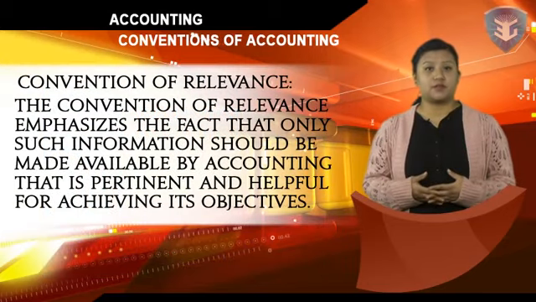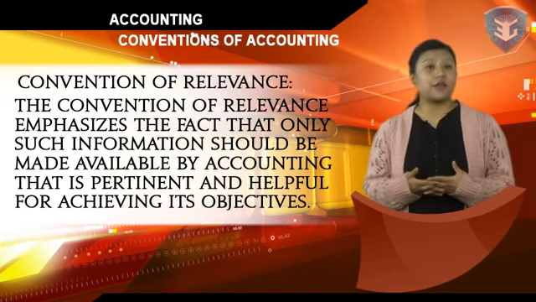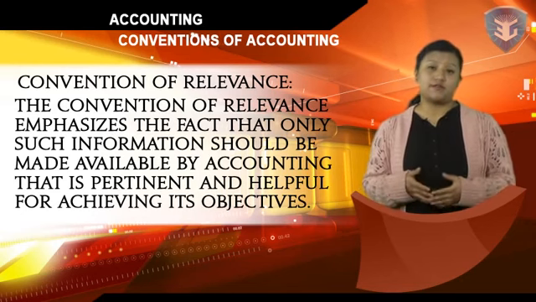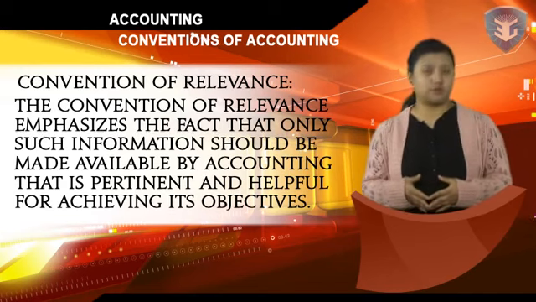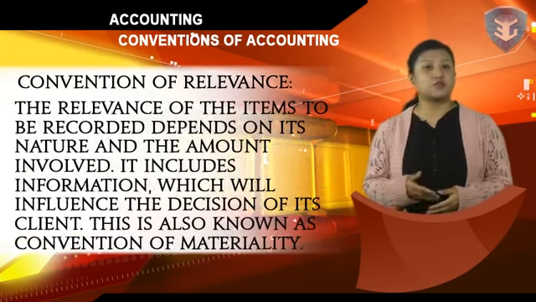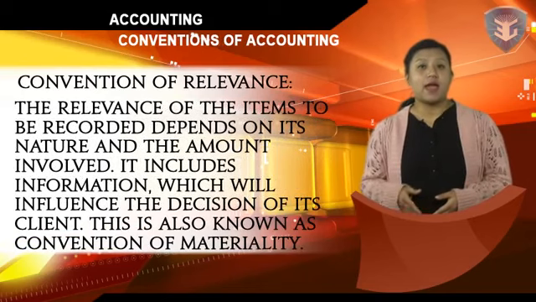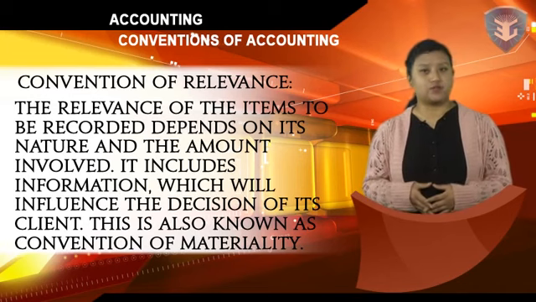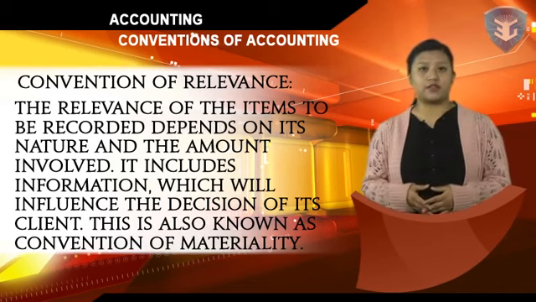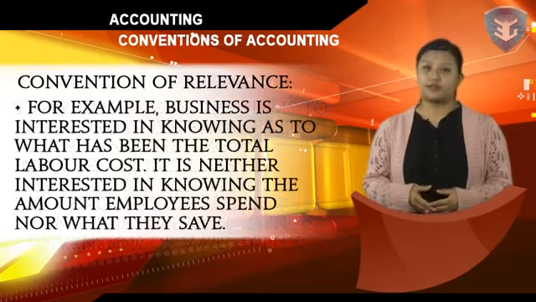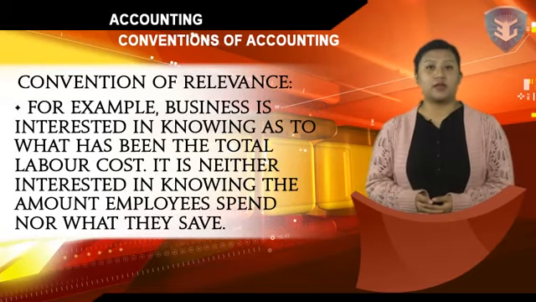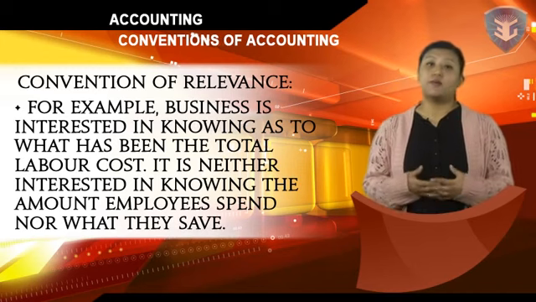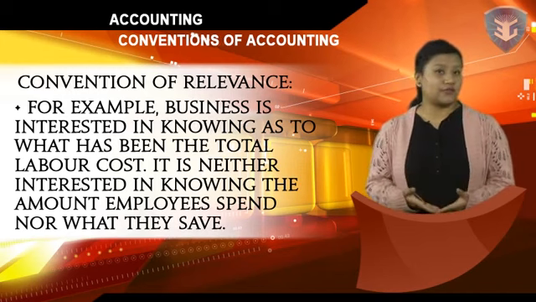Convention of relevance. The convention of relevance emphasizes the fact that only such information should be made available by accounting that is pertinent and helpful for achieving its objectives. The relevance of the items to be recorded depends on its nature and the amount involved. It includes information which will influence the decision of its client. This is also known as the convention of materiality. For example, a business is interested in knowing what has been the total labor cost. It is neither interested in knowing the amount employees spend nor what they save.